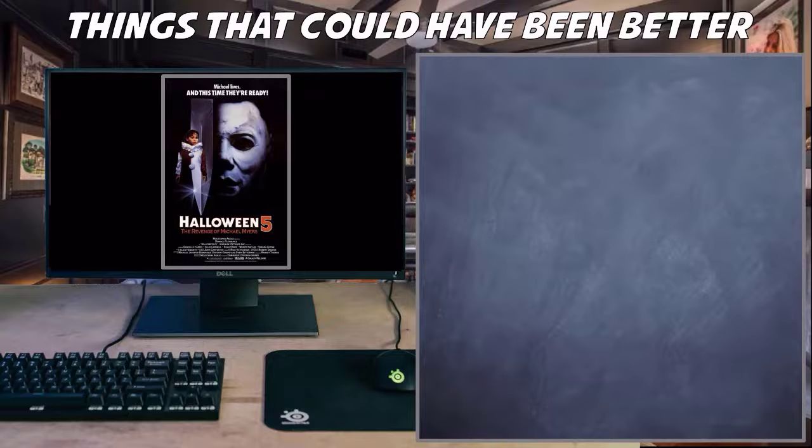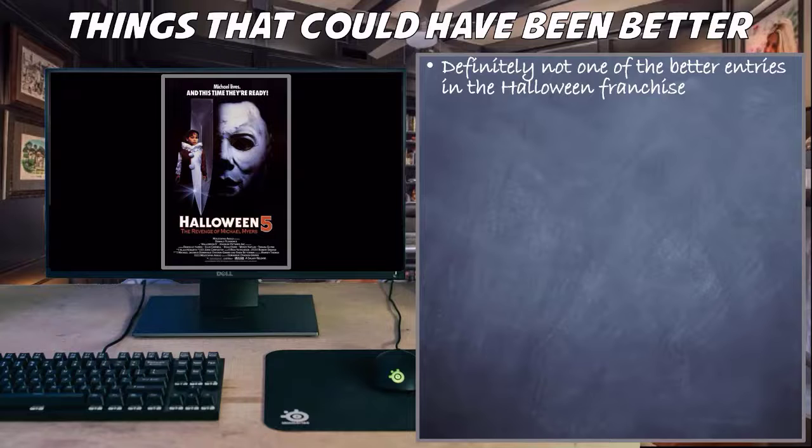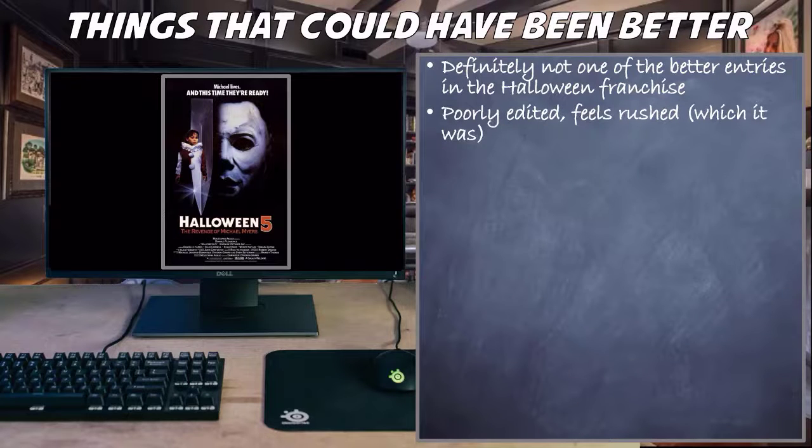Of course, this film is not without flaw. There are some things that could have been better. So let's talk about those right off the bat. As I said before, this is definitely not one of the better entries in the Halloween franchise. It is poorly edited and it feels rushed. And the reason it feels poorly edited and rushed is because it was poorly edited and rushed.